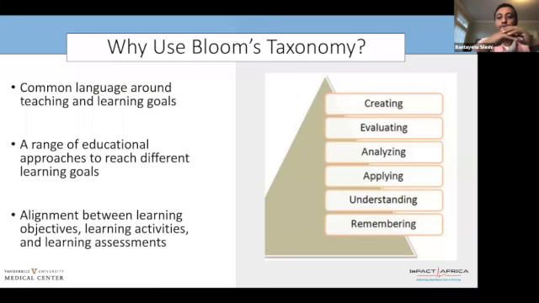So Bloom arranged these from the simple form of remembering, to then understanding, then applying, to analyzing, to evaluating, and to creating. These are put in the level of complexity, meaning remembering is kind of the simplest and easiest form of learning. And then as you go up, it requires more and more complexity and more ability of knowledge.